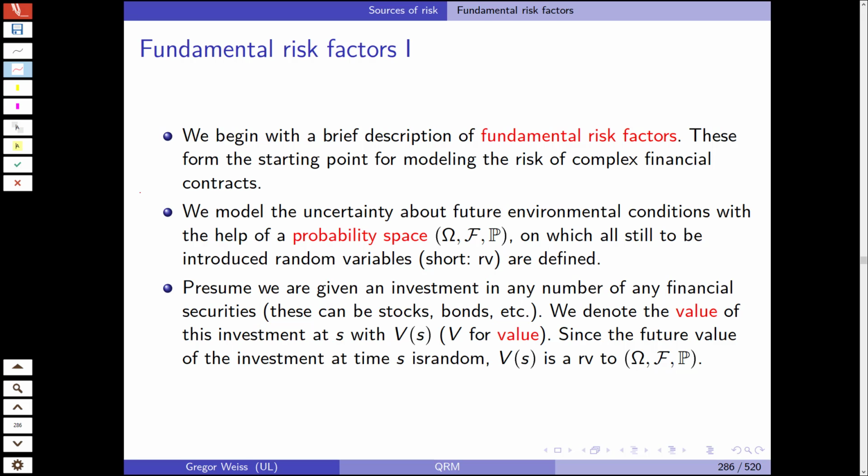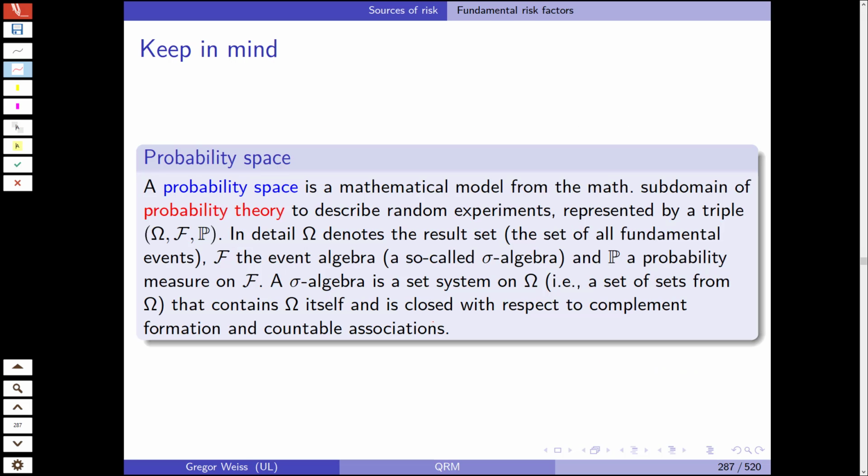So we are now looking at fundamental risk factors. We are modeling those fundamental risk factors by using a probability space on which all still to be introduced random variables are defined, and we are interested in the value of such a position as a function, as a random variable on this probability space that depends on certain risk factors. Now, for those of you who don't know what a probability space is, this is simply the mathematical model from probability theory that is the foundation for all random variables and all stochastic modeling.